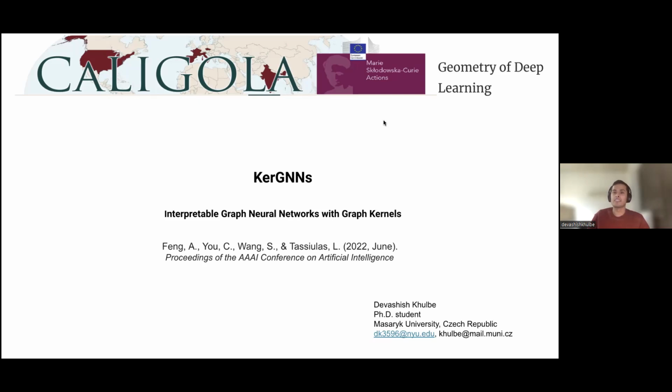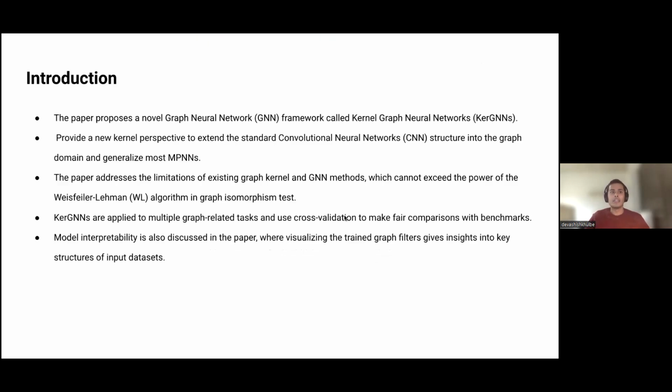I'll be presenting a paper titled Kernel GNNs, Interpretable Graph Neural Networks with Graph Kernels, which was published last year in the AAAI Conference on Artificial Intelligence. I'll start with the introduction of the paper and the main idea that the authors propose.